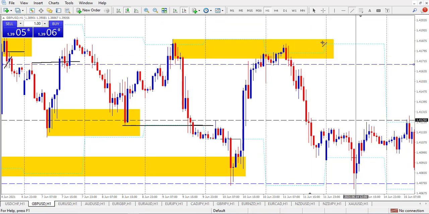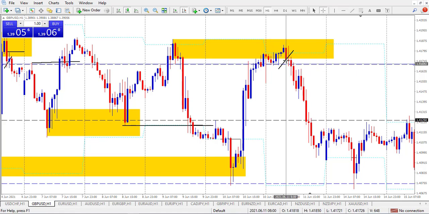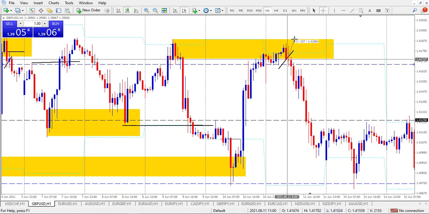So this will be your trade. This will be your sell. And if you enter here, your stop loss is going to be 15 pips, and you are going to go for 45 pips, and you will be out just like that.